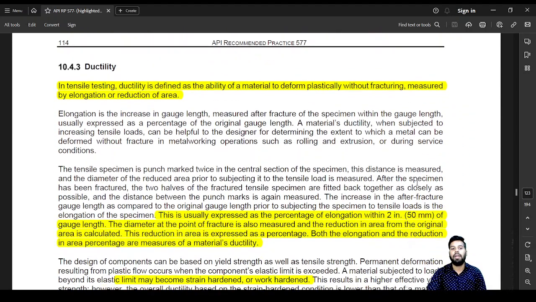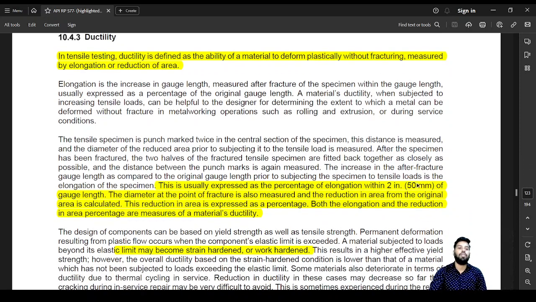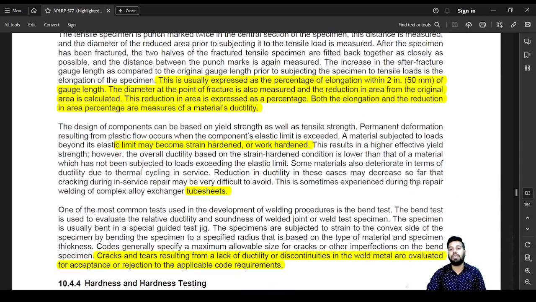Next is ductility. Ductility is stretching without failure. So in tensile testing, ductility is defined as the ability of a material to deform plastically without fracturing, measured by elongation or reduction in area. This is usually expressed as the percentage of elongation within the 2 inches of the gauge length. The diameter at the point of fracture is also measured, and the reduction in the area from the original area is calculated. This reduction in area is expressed as a percentage, and both elongation and reduction in area percentage are measures of the material's ductility.